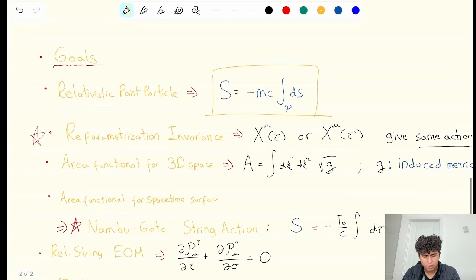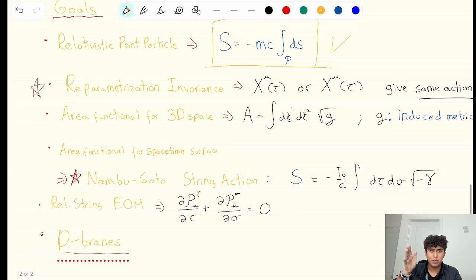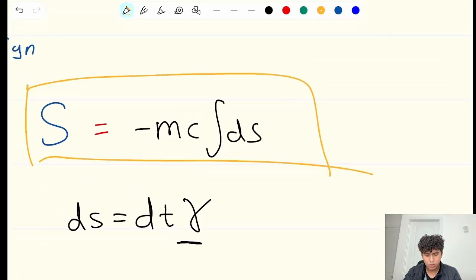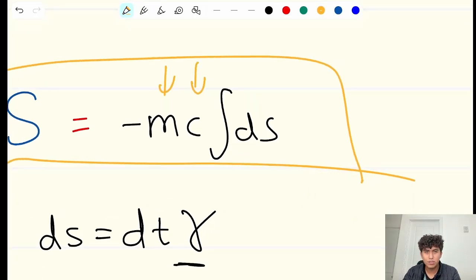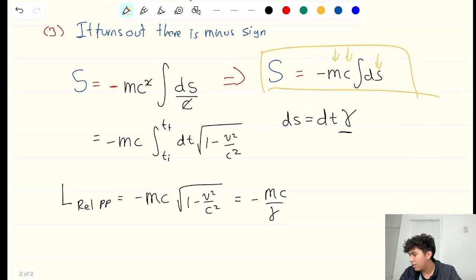So okay, I hope that makes sense. It's just imposing two conditions: there's a limit for the speed of light, and also we need the action to be Lorentz invariant. If you notice, this is Lorentz invariant, this is Lorentz invariant, and this is Lorentz invariant, so the whole quantity is Lorentz invariant. That's good.